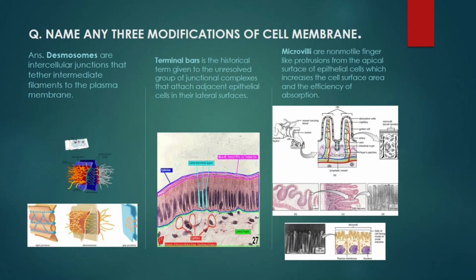So coming to desmosomes. The first one, desmosomes, are intercellular junctions. These are the intercellular junctions, the junctions in between the cells.